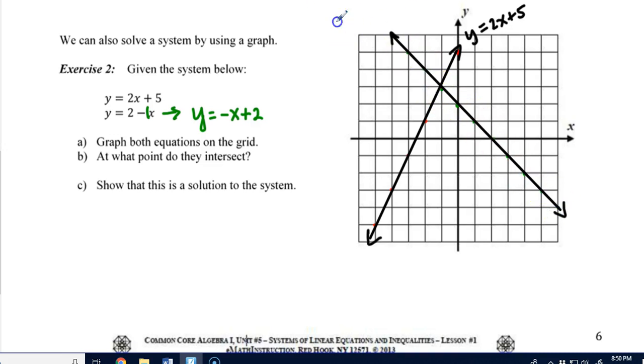Again, say what the name of the line is. You could use either form. I'm going to use the original form. I think that's probably the more correct way to do it. So we've taken care of graphing both equations on the grid.